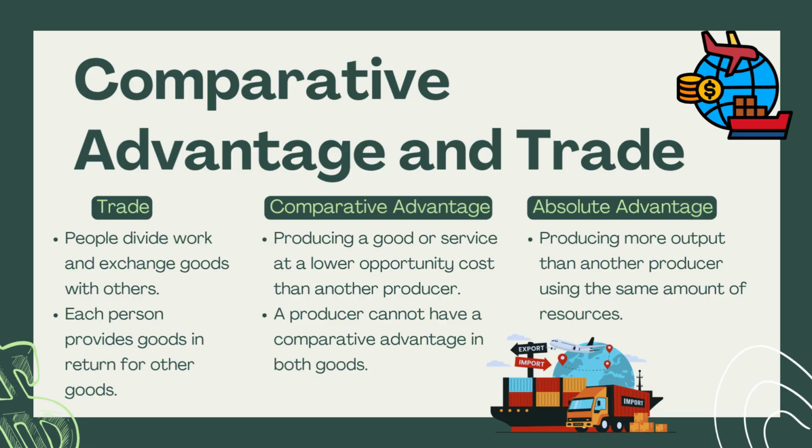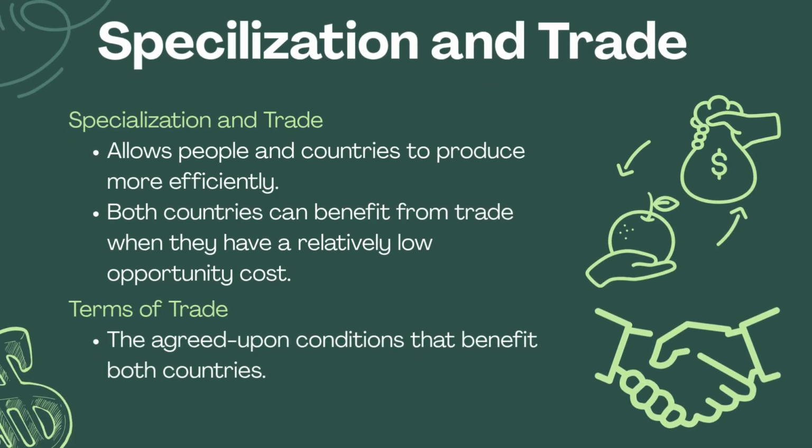An important concept to understand is that a producer cannot have a comparative advantage in both goods. An absolute advantage is a situation in which an individual, business, or country can produce more of a good or service than any other producer using the same quantity of resources. Specialization and trade. Specialization and trade allow people or countries to produce more efficiently. Both countries can benefit from trade if they have a relatively low opportunity cost. Terms of trade are the agreed-upon conditions that would benefit both countries.